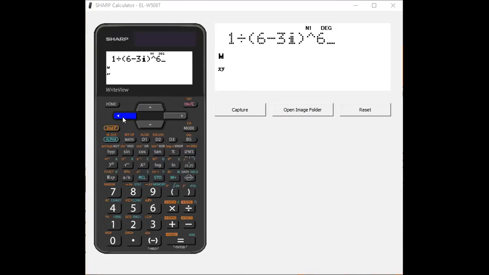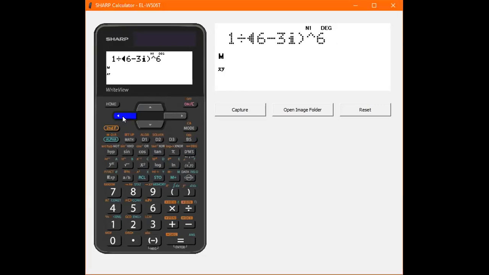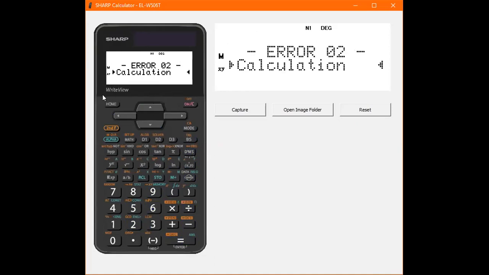Okay, so let's just do this and see if it does just powers. No, it doesn't like your power. Okay, so I think it's just a maximum value that you can do.